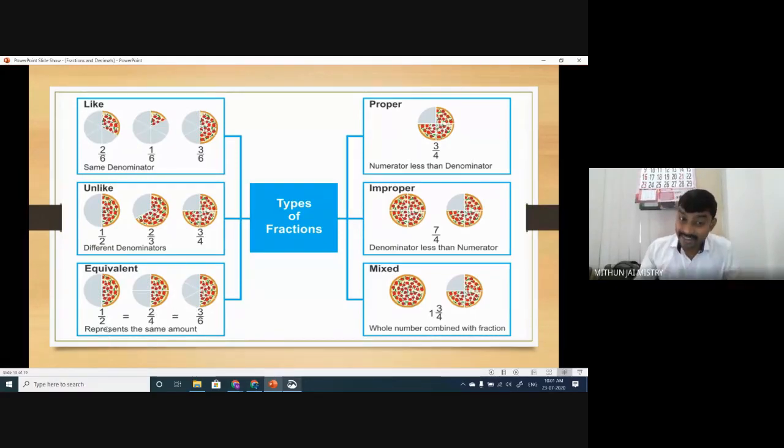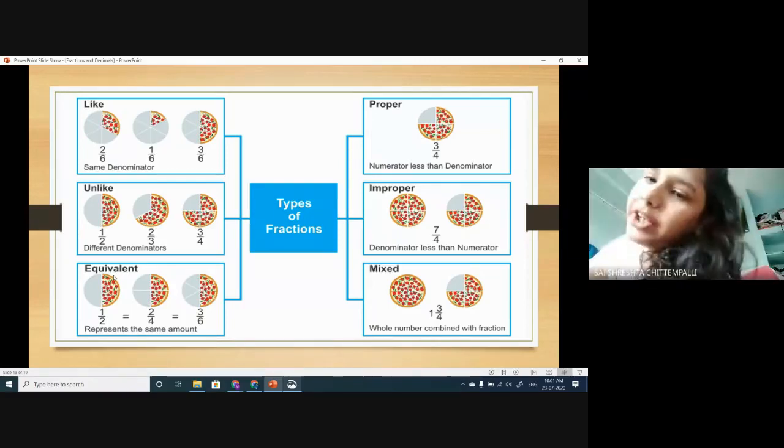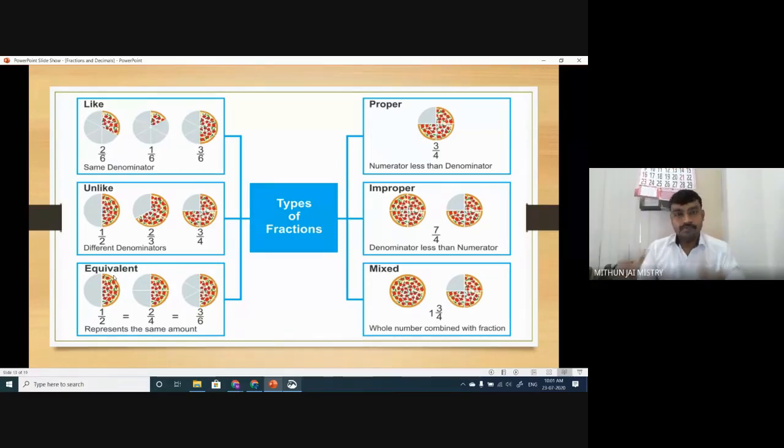So such fractions can be converted into the simplest form as 1 by 2. That is, 2 by 4 is also 1 by 2, 3 by 6 is also 1 by 2. They are representing the same amount. Such fractions are called equivalent fractions. So please take a screenshot of this also. Screenshot done. Yeah, thank you.